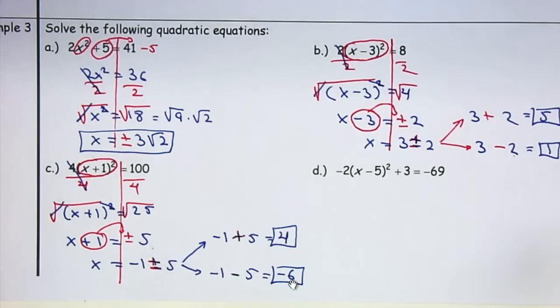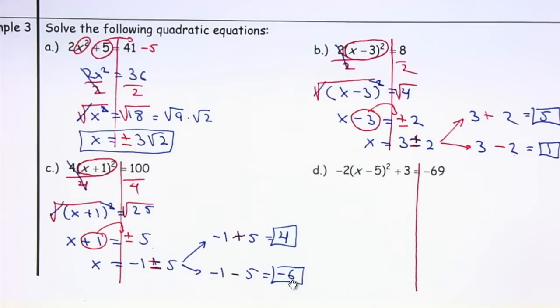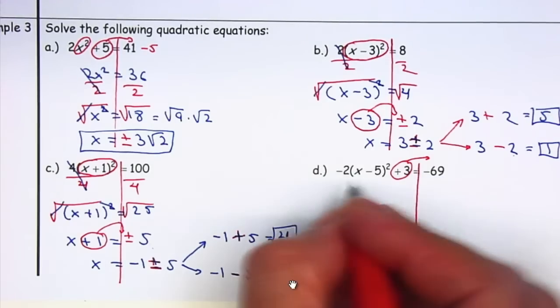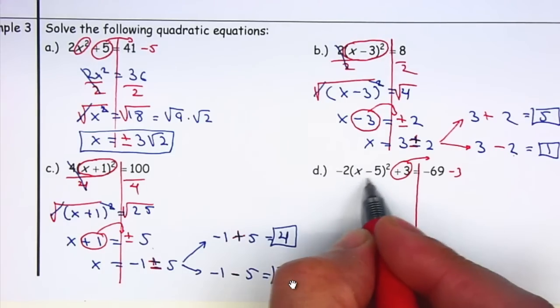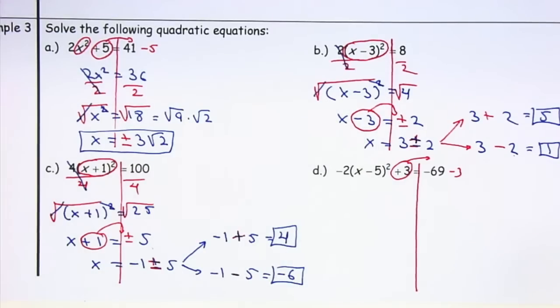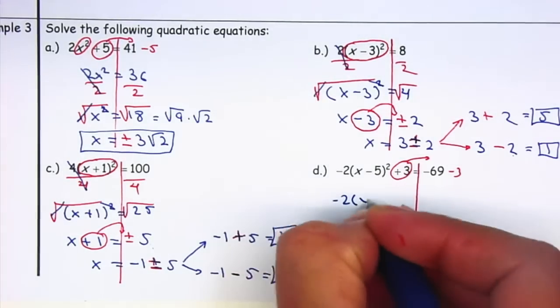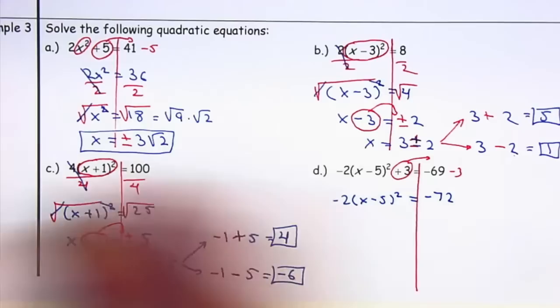For the next problem, it will be the same process. I'm going to draw the line. I'm going to move my 3 to the right. It's going to become a negative 3. Remember, I want to leave the x minus 5 squared by itself before I can get rid of the square. So that gives me negative 2 times x minus 5 squared is equal to negative 72.